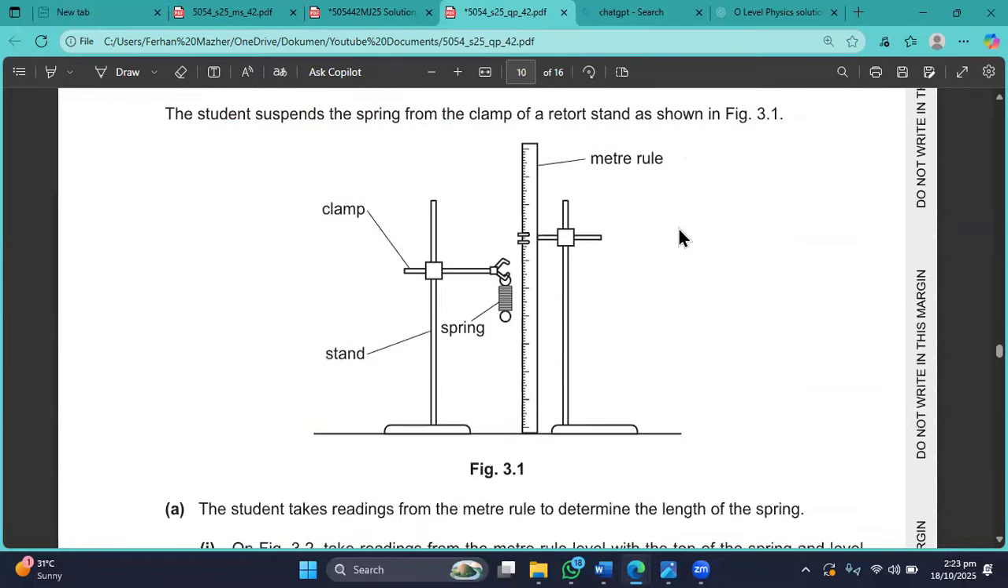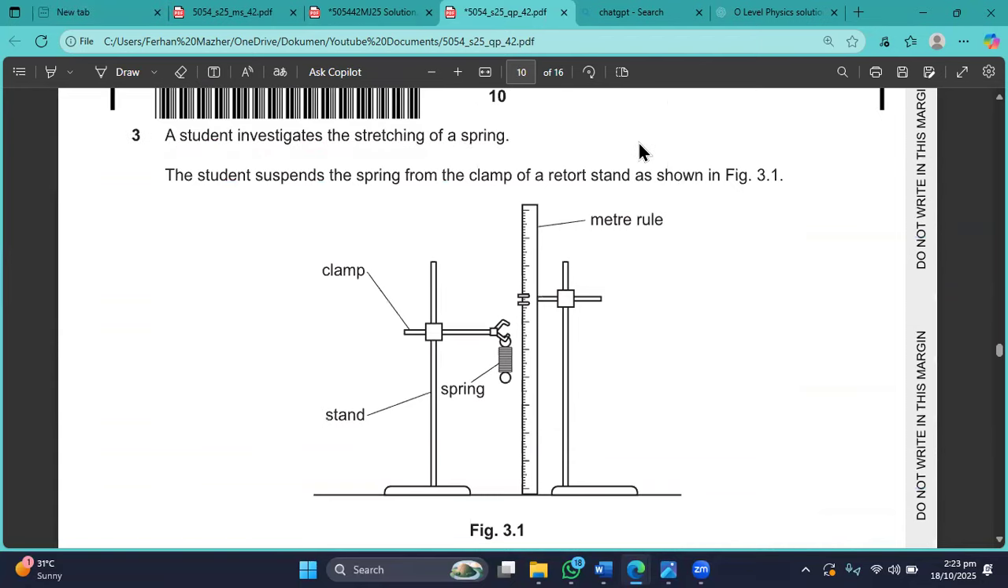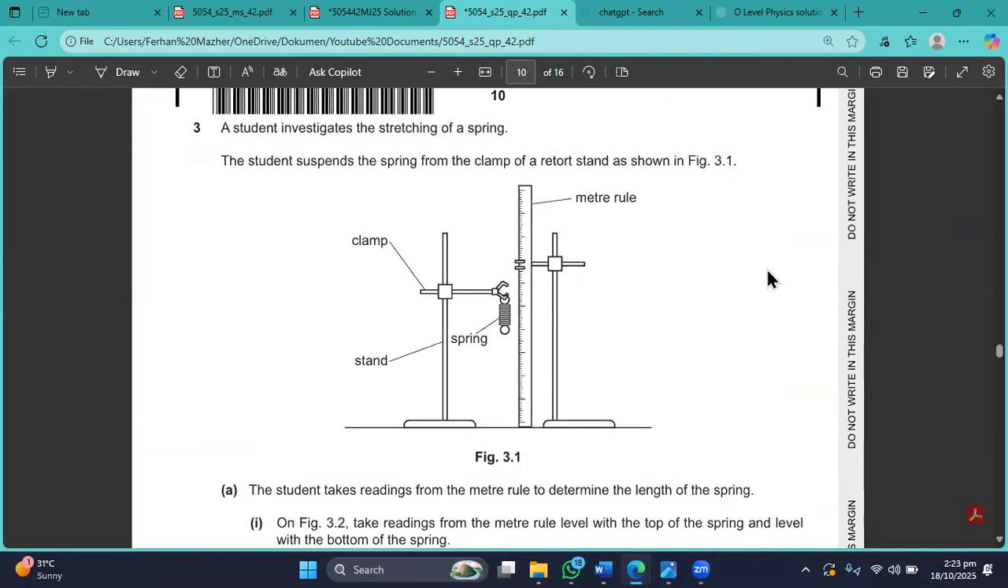And it is coming on page number 10. Here it says that a student investigates the stretching of a spring. The student suspends the spring from the clamp of a retort stand as shown in figure 3.1. The student takes readings from the meter rule to determine the length of the spring. So here we have a retort stand, here we have a clamp, here we have a spring hanging, and here we have a vertical scale held with the help of a retort stand and a clamp.